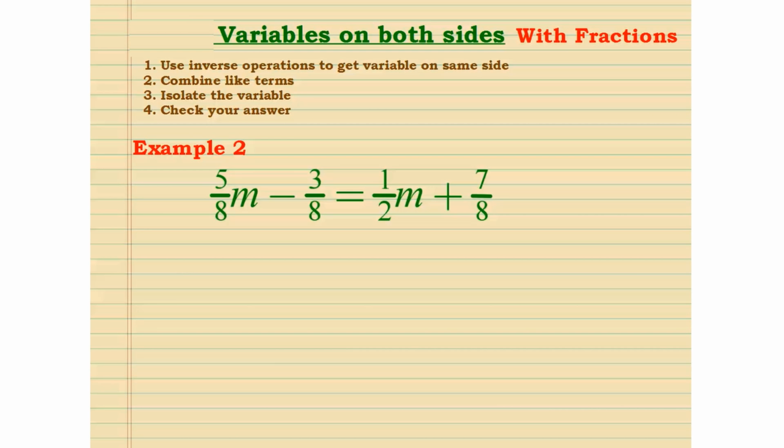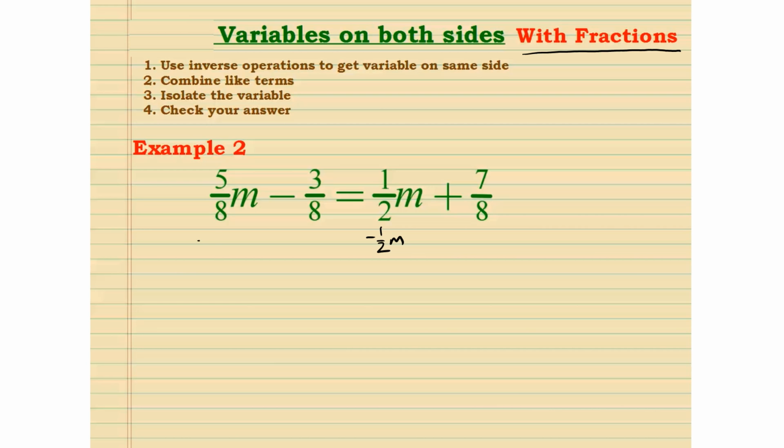Now we look at a different style. It is variables on both sides with fractions. We have two different methods on solving equations involving fractions. One is just simply doing fraction operations. First, we need to isolate the variable. Subtract 1/2 m from each side.